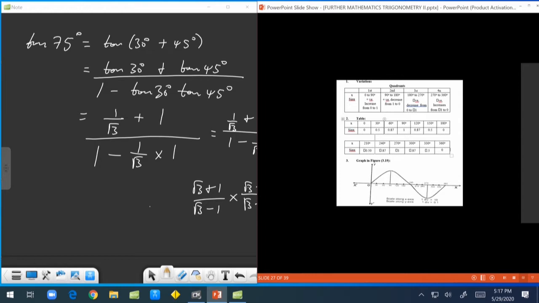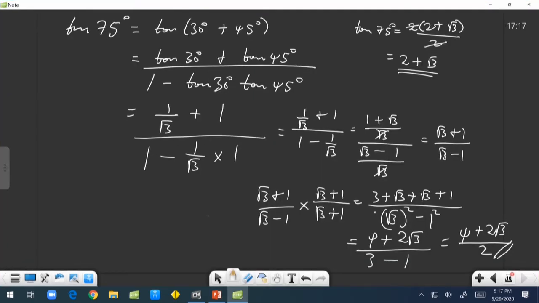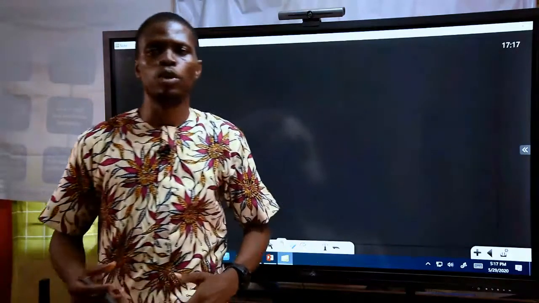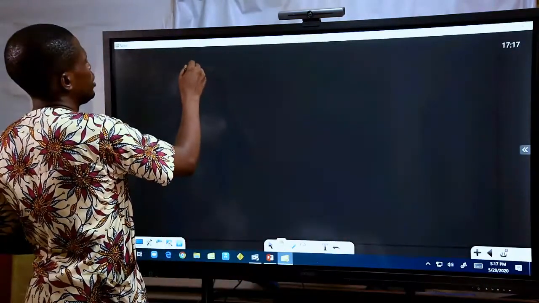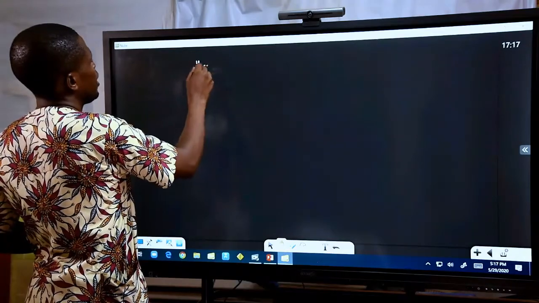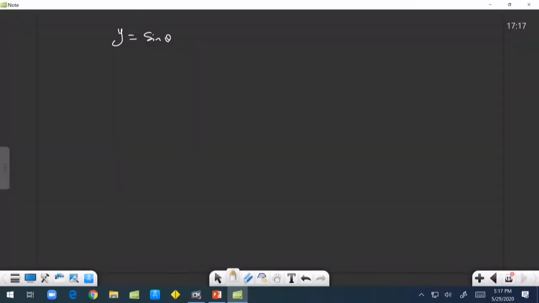Graphs of trig functions. How do you deal with graphs of trig functions? When we come across graphs in trig, we talk about, for example, y equal to sine theta, or y equal to cos theta, or y equal to tan theta. Basically, these are the three we need to understand before we understand others. And let's say we are dealing with theta from 0 to 360 degrees.